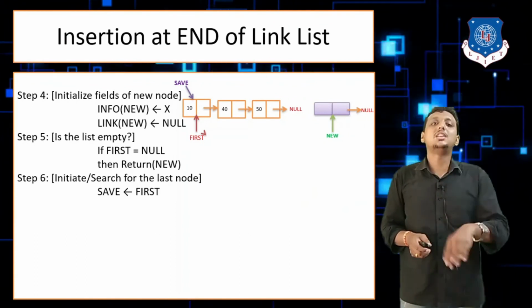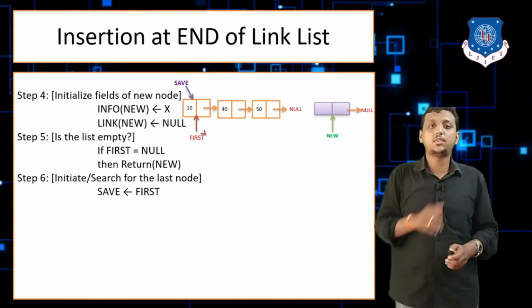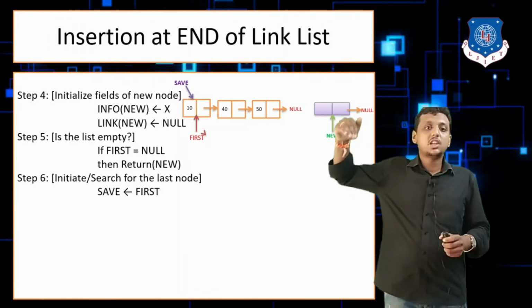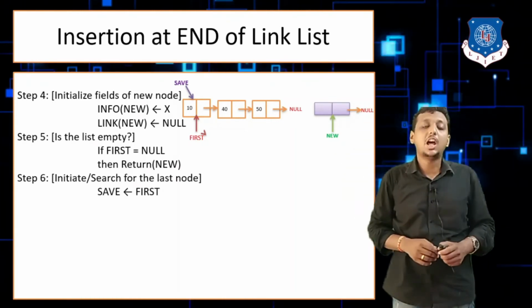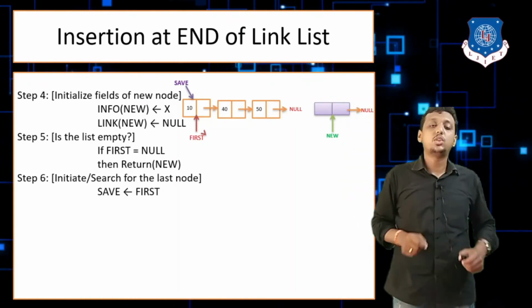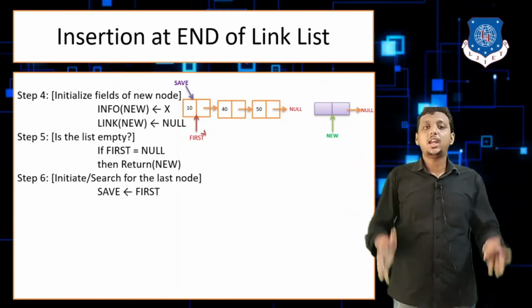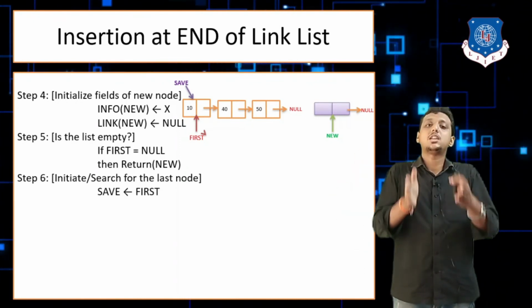Correct? Now, this is what I want. I need to move the save pointer from 10 to 40 to 50 to 60, whatever the last node is. Now, tell me students, how can I identify that this node is my last node?